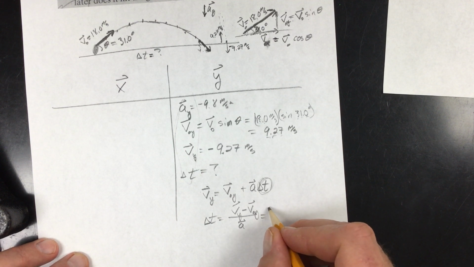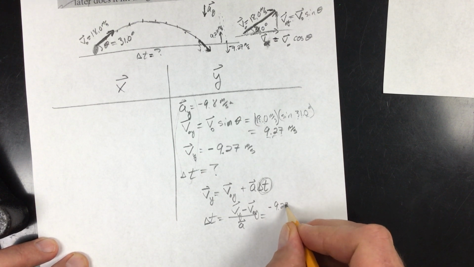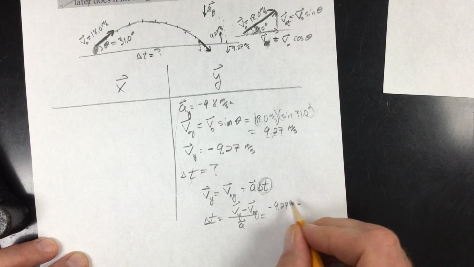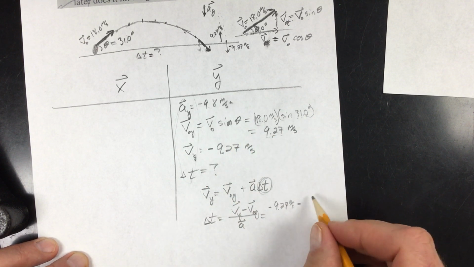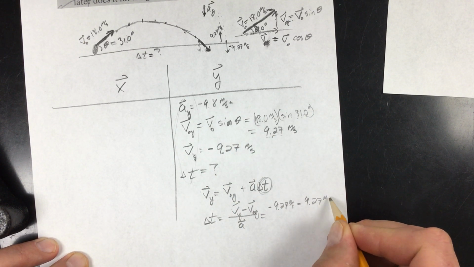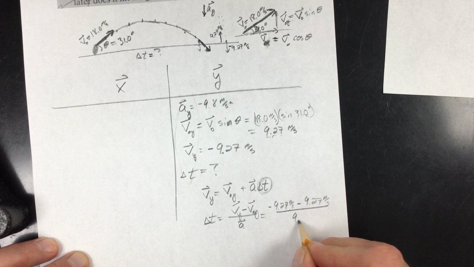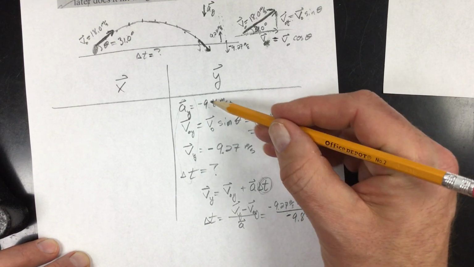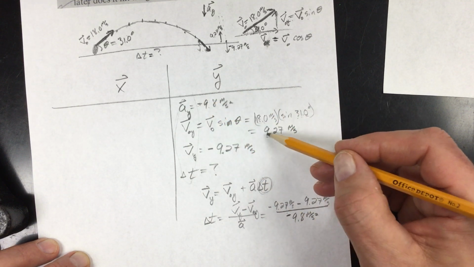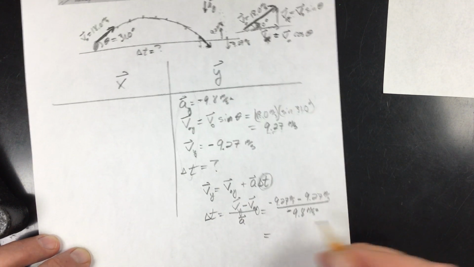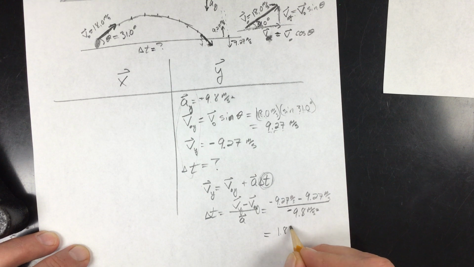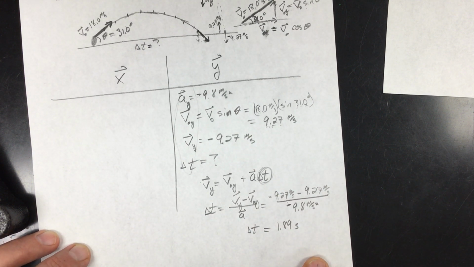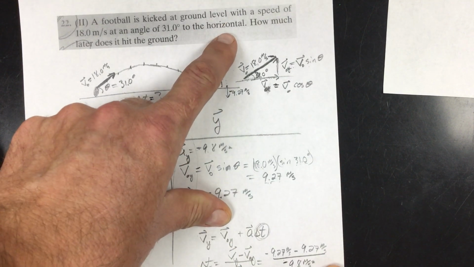My final velocity was negative 9.27 meters per second. My initial velocity was 9.27 meters per second, divided by an acceleration of negative 9.8 meters per second squared. And I need to make sure to include that negative sign because direction is important. The acceleration is in the opposite direction of the initial velocity. And when I plug all that into my calculator, I come up with an answer of 1.89 seconds. So the ball was in the air for a total of 1.89 seconds, which answers the initial question.